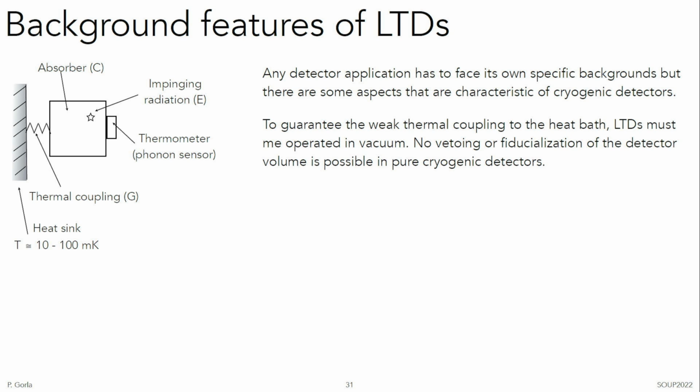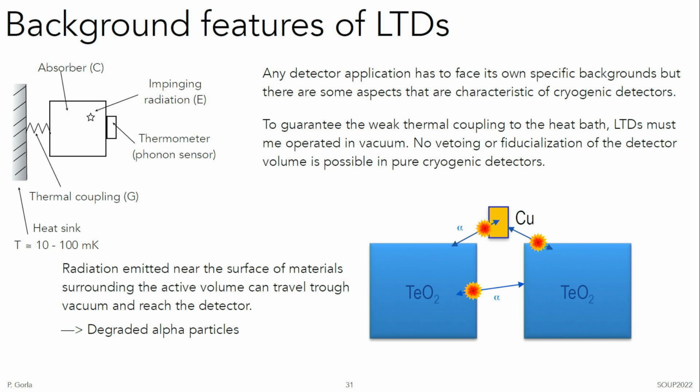these detectors are basically operating in vacuum. So this has one advantage: you have nothing around the detector, but the disadvantage is that there is no veto effect or fiducialization of the volume of the detector that you can put in place easily. So your detector is exposed to whatever comes out from the surface facing the detector and can travel through vacuum and hit your detector. So a typical background kind is what people call degraded alpha particles.